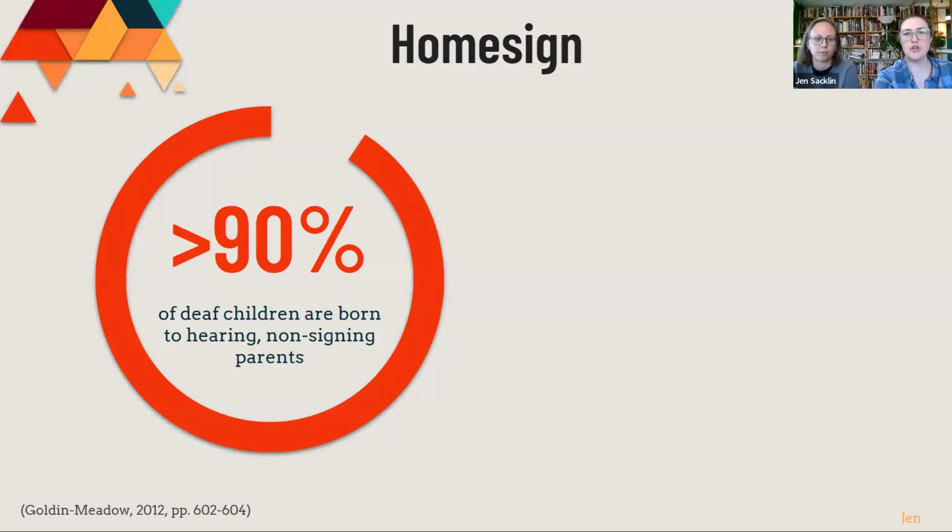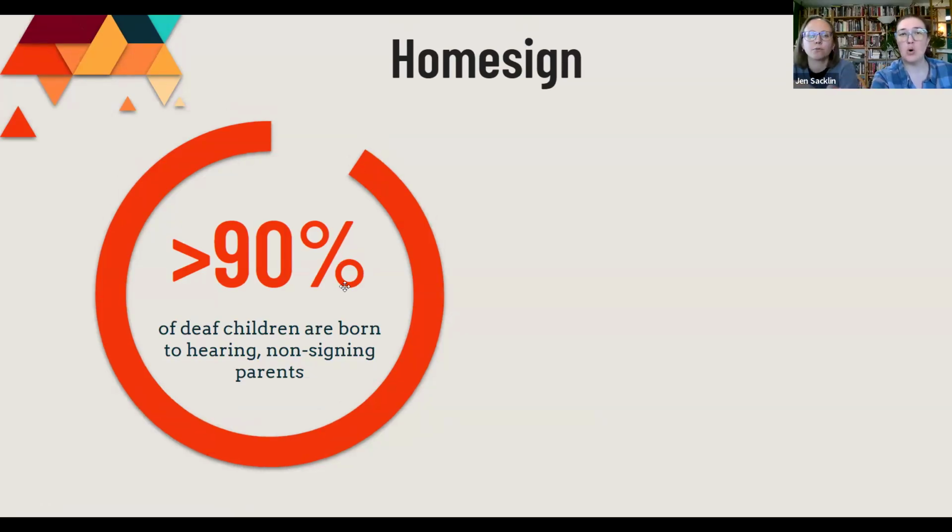The one key term to know is home sign. Over 90% of deaf children are born to hearing, non-signing parents. So, how do those children communicate with their parents? Well, maybe those parents go to their local community college and learn some American Sign Language to be able to sign with their child, but maybe not. And in that case, the child will likely invent a home sign.